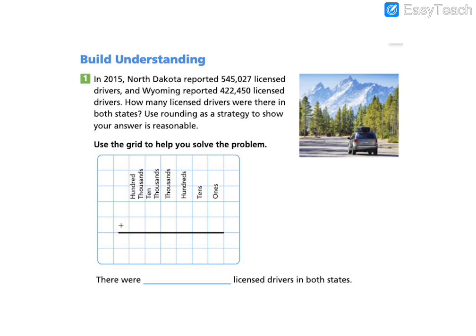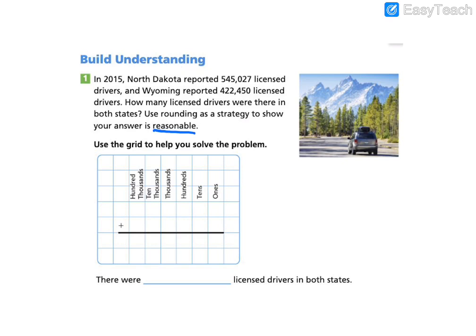Number 1. In 2015, North Dakota reported 545,027 licensed drivers, and Wyoming reported 422,450 licensed drivers. How many licensed drivers were there in both states? Use rounding as a strategy to show your answer is reasonable. Use the grid to help you solve the problem.